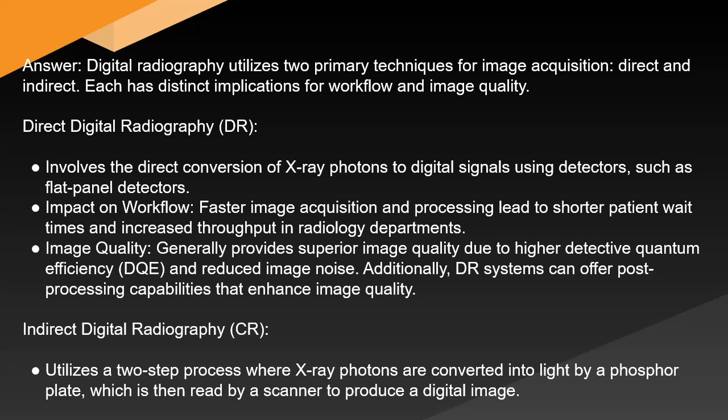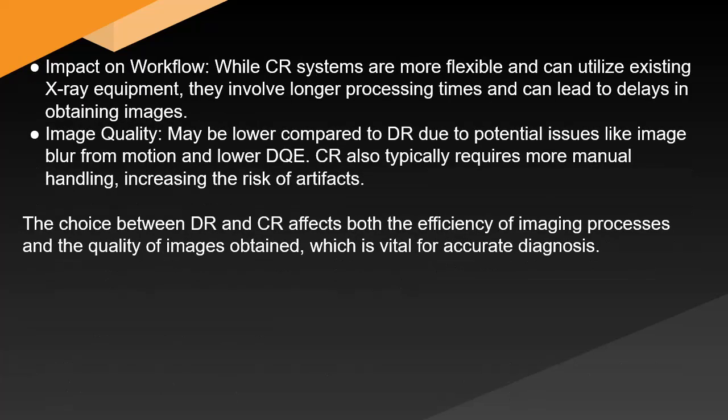Indirect digital radiography (CR) utilizes a two-step process where X-ray photons are converted into light by a phosphor plate, which is then read by a scanner to produce a digital image. Impact on workflow: while CR systems are more flexible and can utilize existing X-ray equipment, they involve longer processing times and can lead to delays in obtaining images.